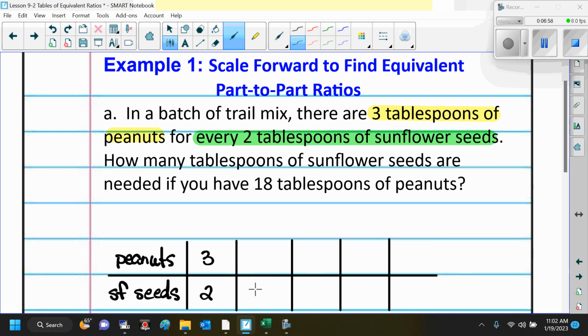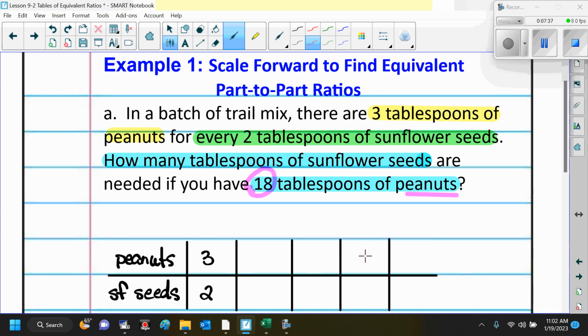3 to 2. And what are they asking us? How many tablespoons of sunflower seeds are needed if you have 18 tablespoons of peanuts? Very good. So we want to know how many sunflowers if we have 18 peanuts, tablespoons. Is everybody clear? All right. So we want to get to 18 tablespoons of peanuts. Everybody with me? So we're going to scale forward.